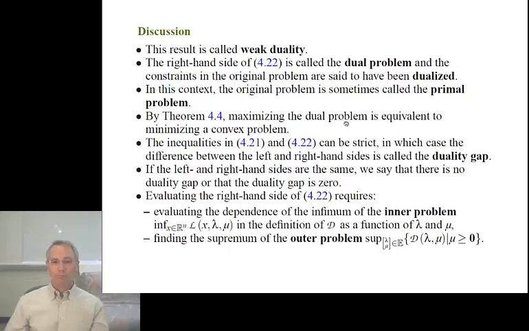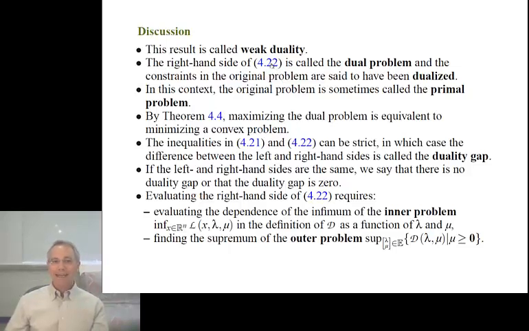Maximizing the dual problem is equivalent to maximizing a concave objective over a convex set, which is equivalent to minimizing a convex objective over a convex set. In other words, maximizing the dual problem is equivalent to minimizing a convex problem. So in principle, we could solve the dual problem using iterative improvement techniques.